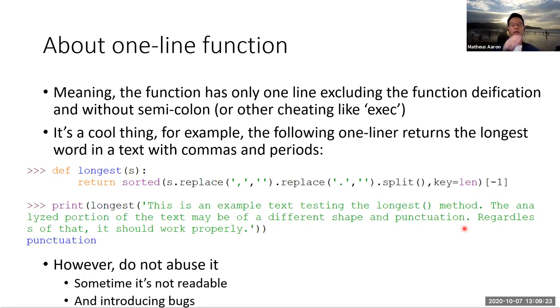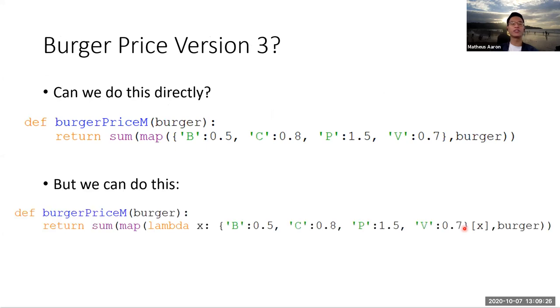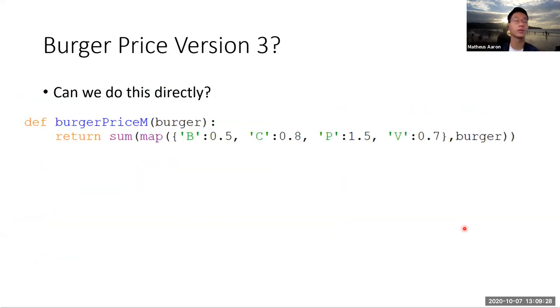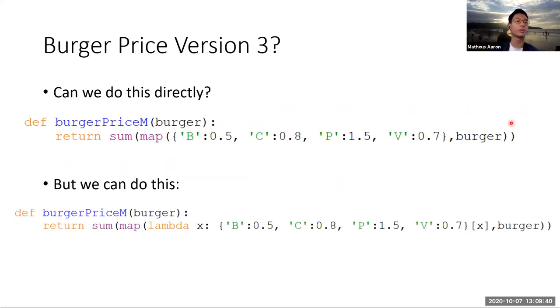Okay. So, any questions regarding one-line functions and mappings or anything, before we go to the last part? You mean this one? No, it's a dictionary. This is a dictionary, ma'am. The brackets with X here are to access the dictionary. This is not a list. The brackets here are not a list. This is the thing used to access a list, a tuple, or a dictionary. Yes, index.